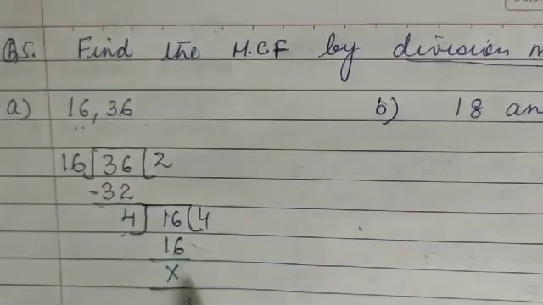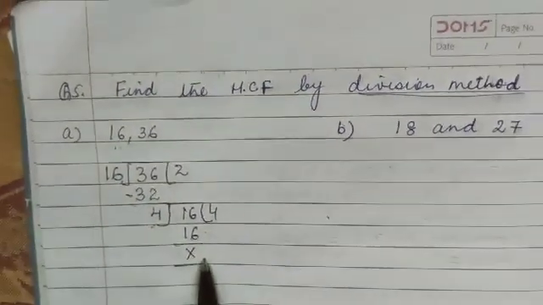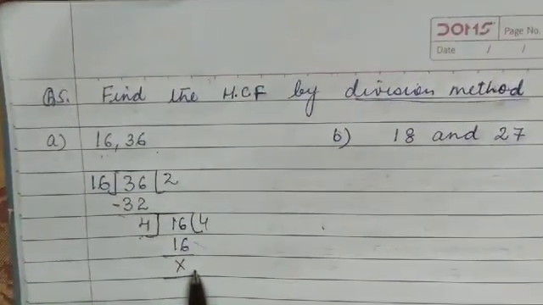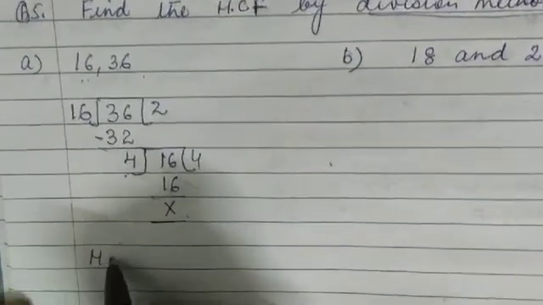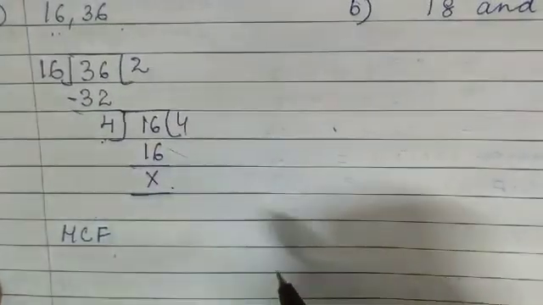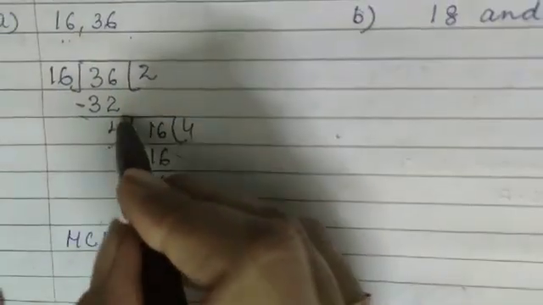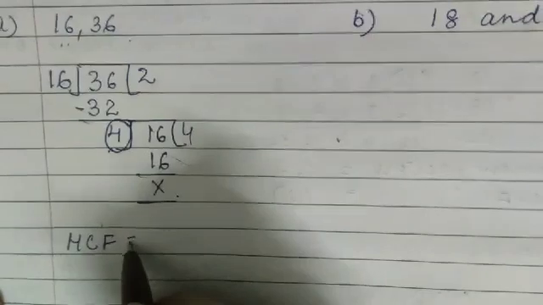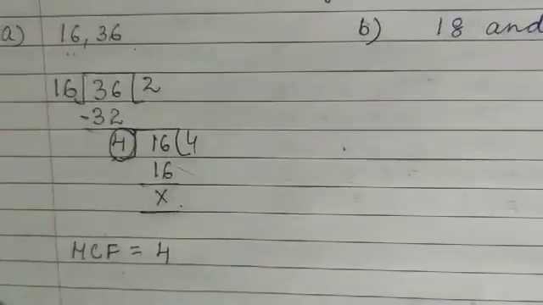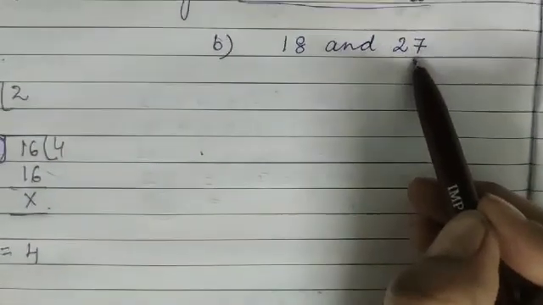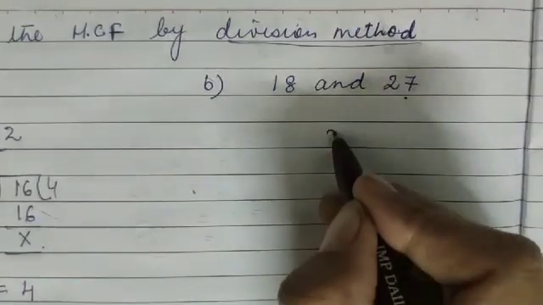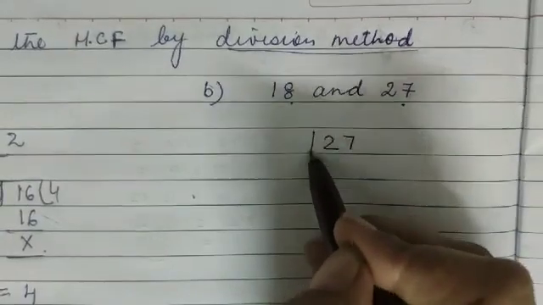Clear? Now we have to divide. 4 4s are 16. Now we have got 0. It means our sum is solved. And what will be the HCF? The HCF will be the last divisor, that is 4.